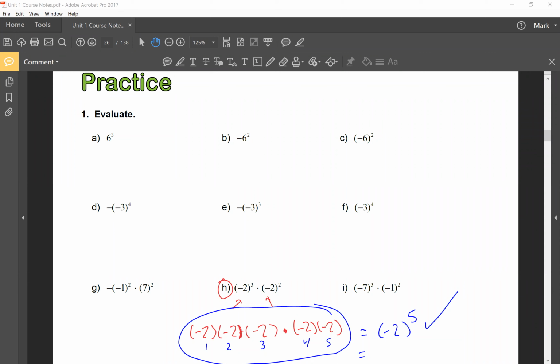But 2 times 2 times 2. Somebody probably just put the answer in the chat there. 2 times 2 times 2 times 2. This is 32. Is that right? 2 times 2 is 4, 8, 16, 32. Yeah, that's 32. And it would be a negative 32.